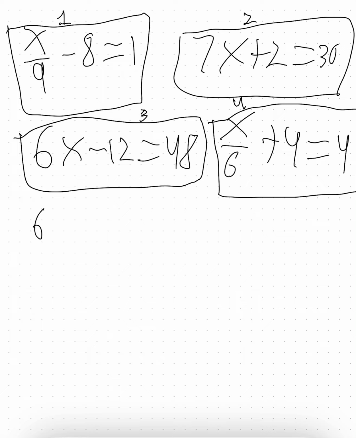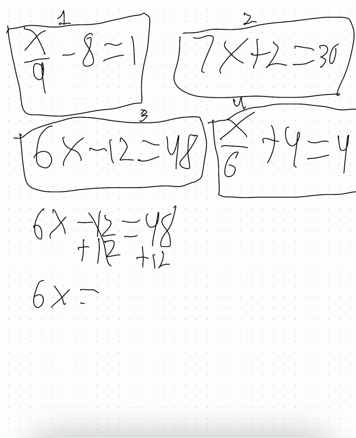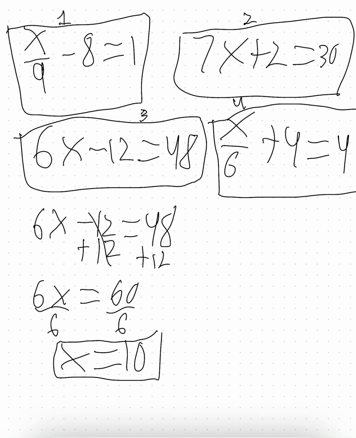Let's try the next one. 6x minus 12 is equal to 48. Well, we have to add 12 on both sides to get rid of that subtraction. Now, how do we undo multiplying? You should know by now it's dividing. X is equal to, how many times does 6 go into 60? That would be 10. So 10 is the answer for 3.